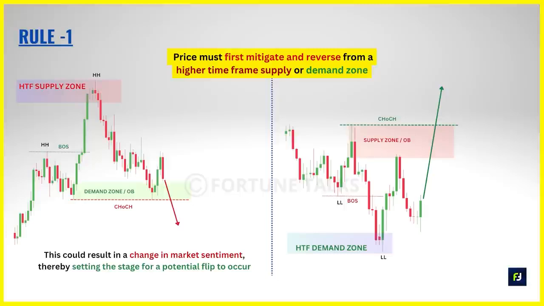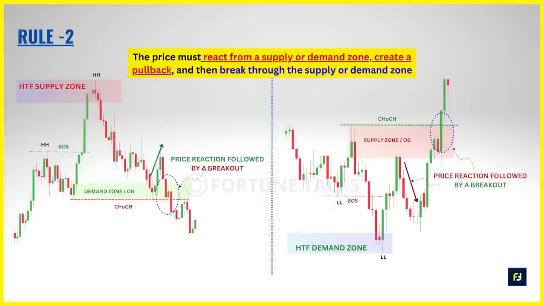In other words, the price should react from a significant supply or demand level before forming the flip pattern. So if the price fails to mitigate a higher timeframe supply or demand zone and then simply forms a flip pattern, it cannot be considered a valid flip pattern. Now let's talk about rule number 2. This rule states that for a valid flip pattern to occur, the price must react from a supply or demand zone, create a pullback, and then break through the supply or demand zone. Without a pullback or any rejection of price from the supply or demand zone, the pattern cannot be considered a valid flip pattern.